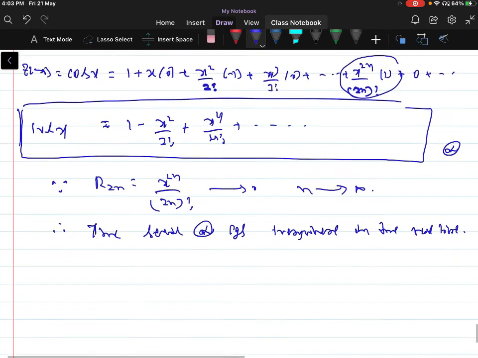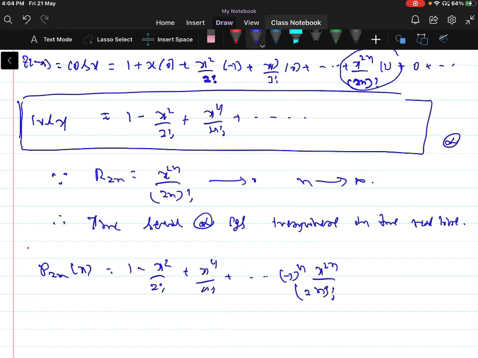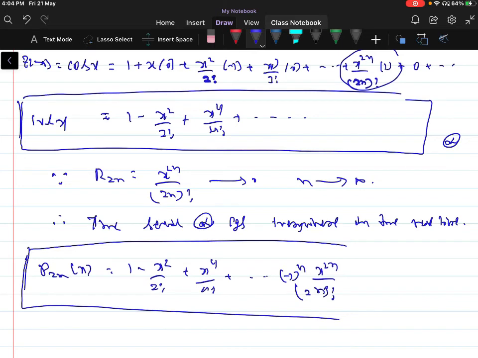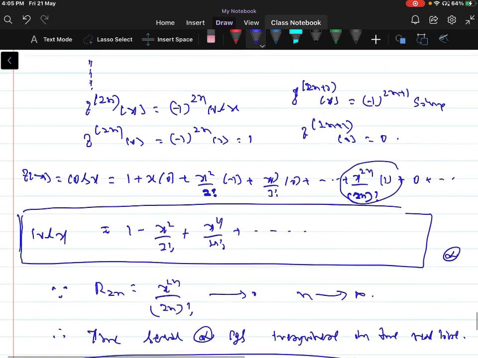Yes. So let us find out the polynomial of cos x here. So p2n of x, that is 1 minus x square by 2 factorial plus x to the power of 4 by 4 factorial and so on, that is equal to minus 1 to the power of n into x power 2n by 2n factorial. So this is the polynomial of degree 2n.